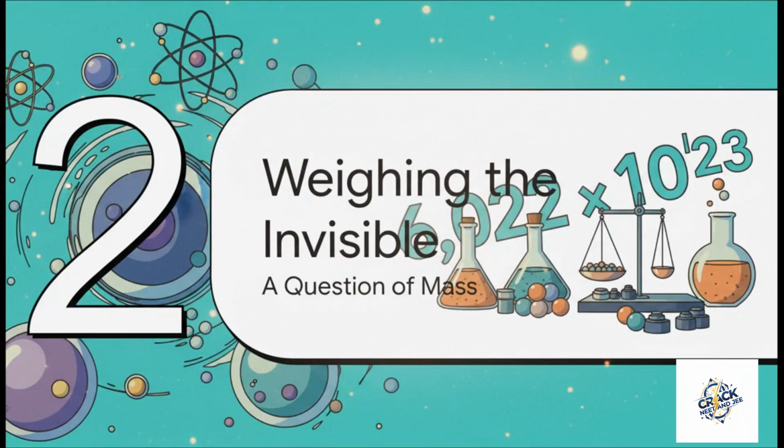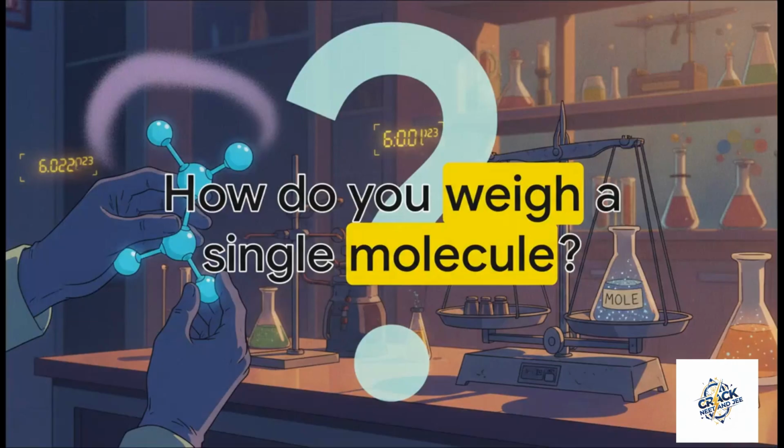Okay, so we've got these tiny little particles. But in a real lab, you can't just pick one up and plop it on a scale. They are unbelievably, ridiculously small. This was a huge headache for chemists for a long time. How do you measure something you literally can't see or weigh? I mean, seriously, think about that. It's like trying to weigh a single speck of dust on your bathroom scale. It's just not going to work, right?